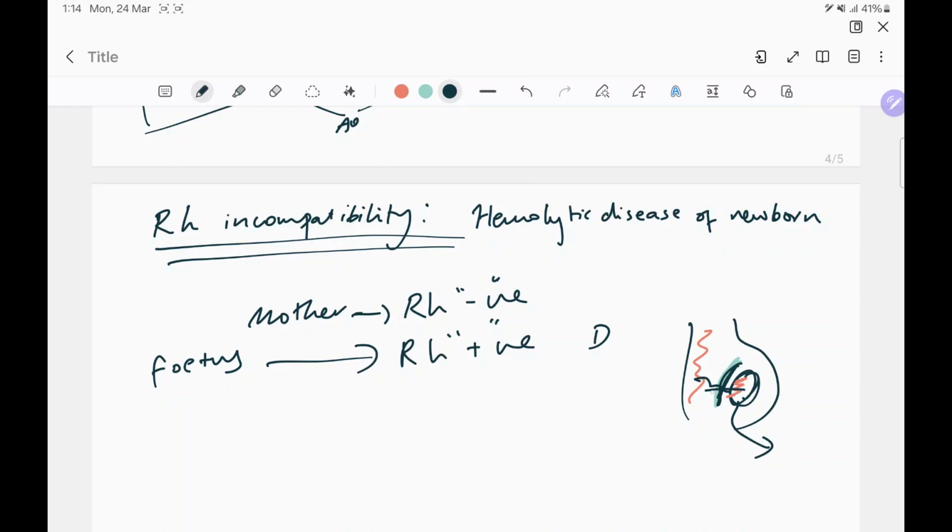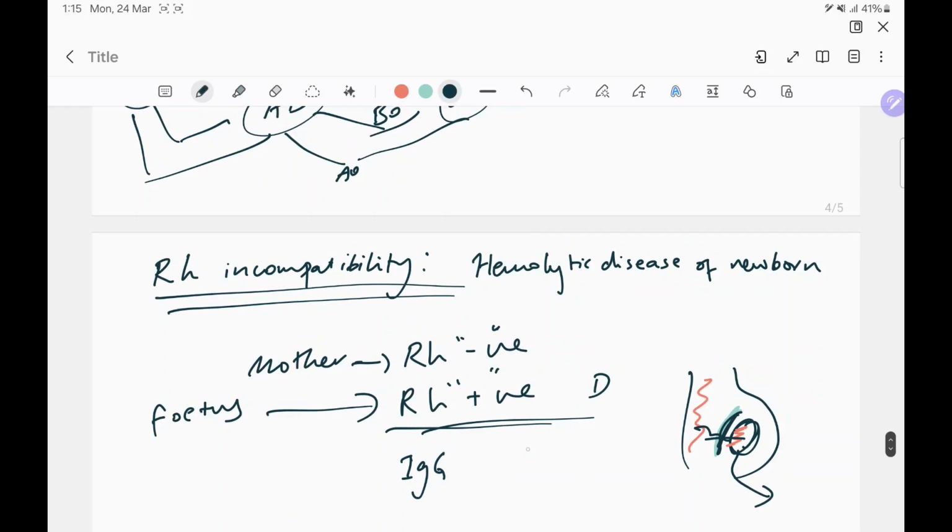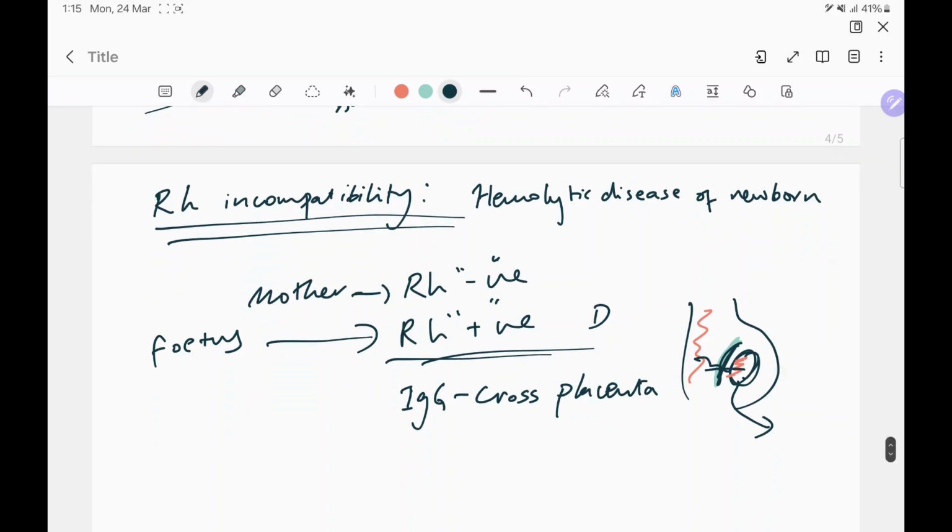But the next time she gets pregnant, and again it's an RH positive baby, then she has IgG antibodies. RH makes IgG antibodies. So IgG antibodies cross the placenta. They can easily cross the placenta. And because they cross the placenta, they start to destroy the baby's red cells. They cause hemolysis in large amounts in the baby, making him anemic and very low on oxygen for that reason, causing a whole bunch of problems for the baby.